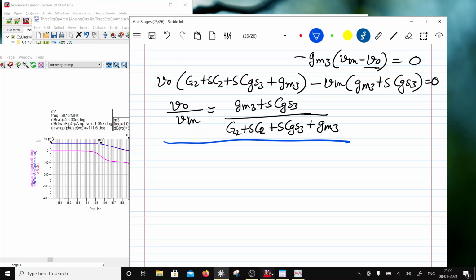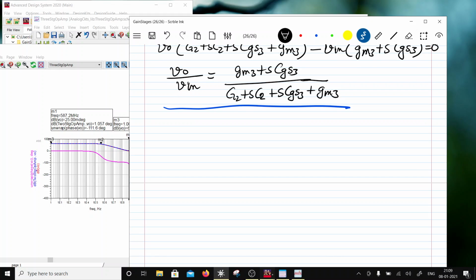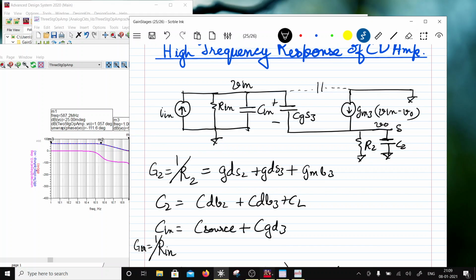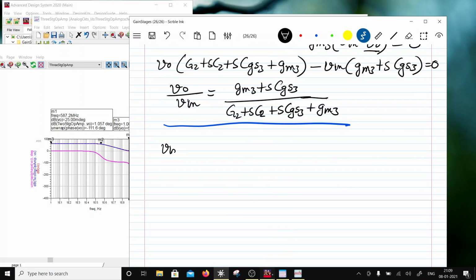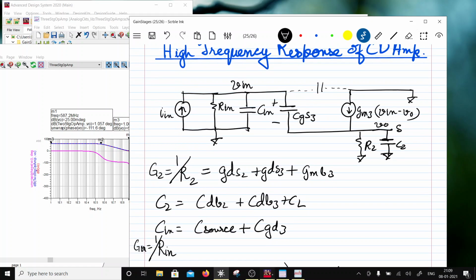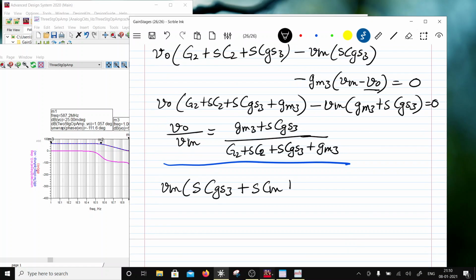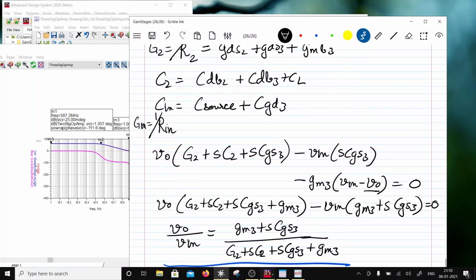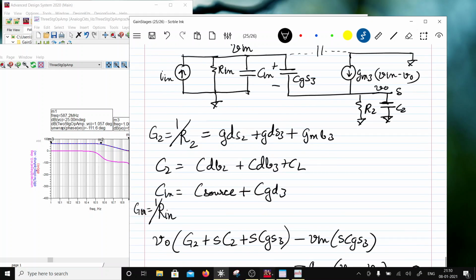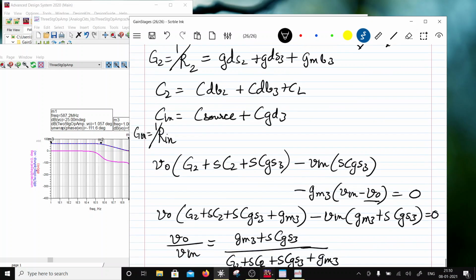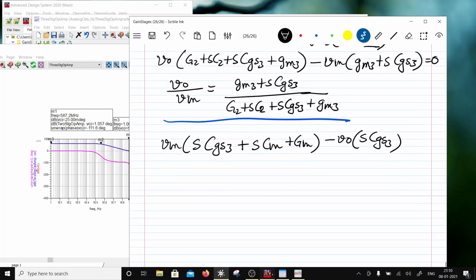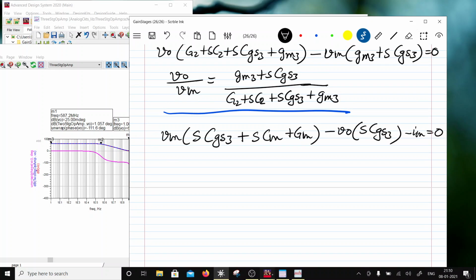Okay, so this is an intermediate equation. Now let us look at the input node. So at the input node, V in times all the conductances, which is SCGS3 plus S times C in plus G in, these are all the conductances, and the adjacent node is VO, so minus VO times SCGS3, right, and then there is a current which is flowing in, so it will be minus I in equal to 0, right.